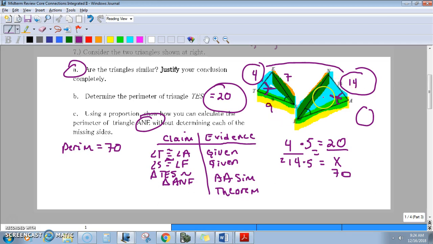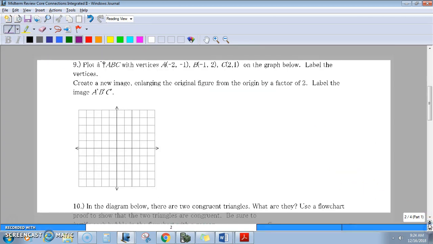Like I said, I hope to have posters up for all the similarities and all the congruences, because on the test you will have to do a proof, which means doing claims and evidence, whether you do it as a table like I like to do it or you do it as a flowchart, that's up to you. All right, what's next?